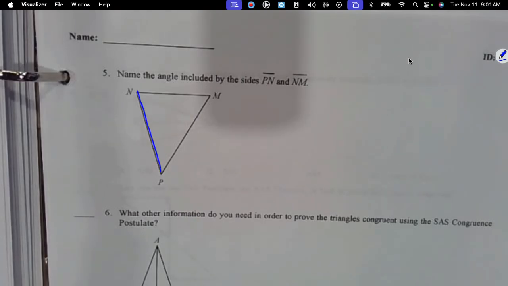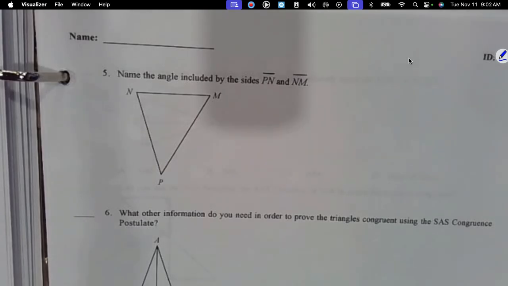Let's draw PN and NM. What's the angle, y'all? N. There's only one angle right there. Angle N. That's it. Does everybody get that? What letter is in both of those? N. Remember, a side has 2 letters, an angle has 1. Sometimes we have to use 3 letters to name it though. But we're just looking for the one that's the same. Are we good with that? Yes. Y'all better not get that one wrong.